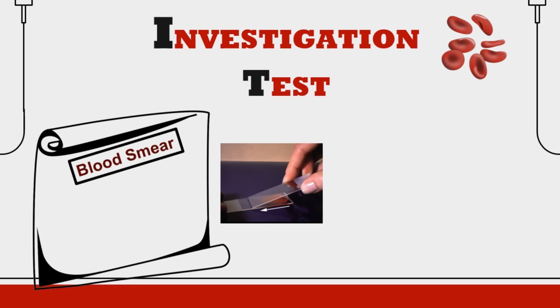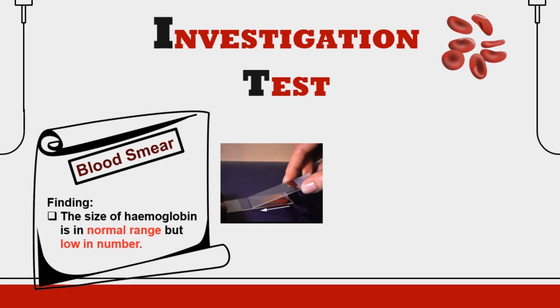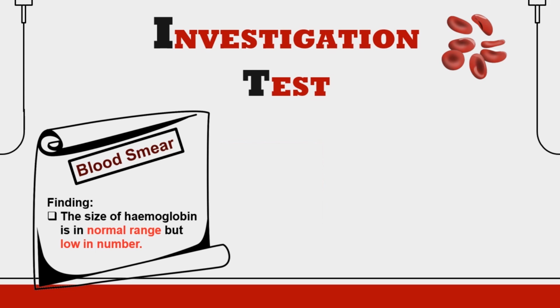Unlike the complete blood count, we will look at a blood smear under the microscope in order to detect a wide range of changes that give clues to underlying disease. The expected findings that can be obtained from this case are that the size and shape of the cells are within the normal range but low in number.